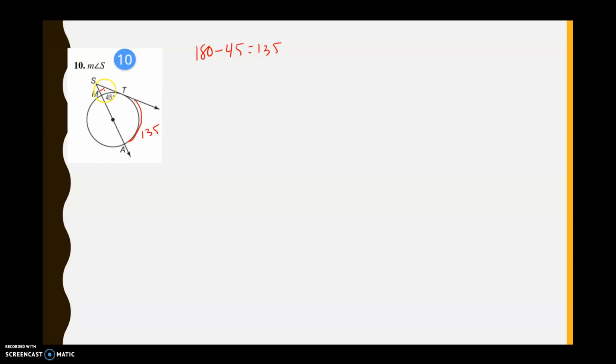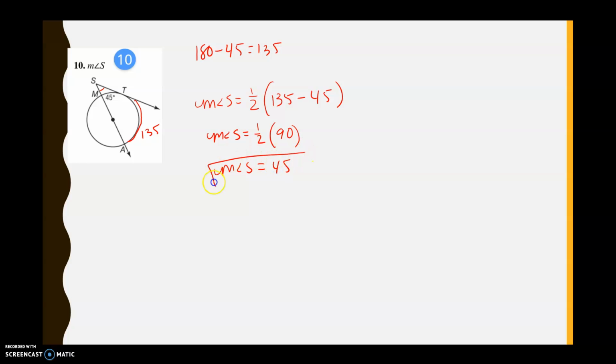So you want to figure out what your outside angle is. The measure of angle S is going to be equal to 1/2 of your big arc, which is 135, minus your little arc of 45. So I'm going to get the measure of angle S is equal to 1/2 of 135 minus 45, which is going to leave you with 90. So measure of angle S is equal to half of 90, which is 45.